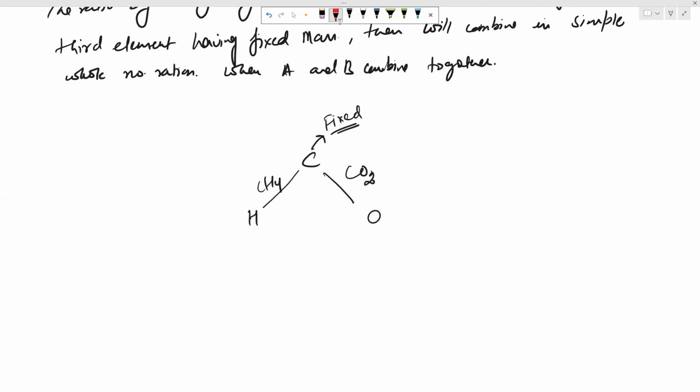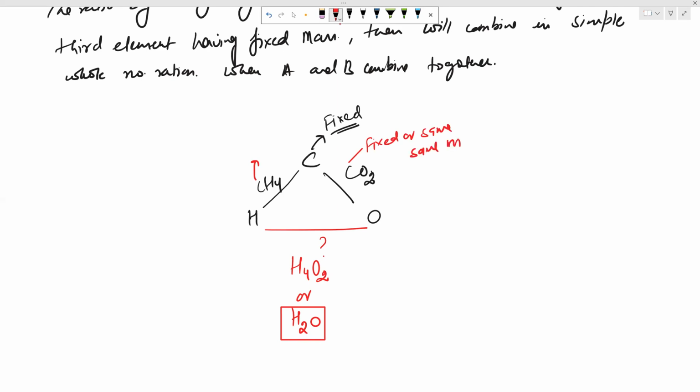Then it will ask in the question what will be the formula of the compound which will form when H and O react together. H2O. According to this rule, that would be H4O2, which can be further simplified as H2O when you divide it by 2. But you have to keep in mind that this should be the fixed mass, or the same mass, of the elements. Fixed and same mass, and it should not change.